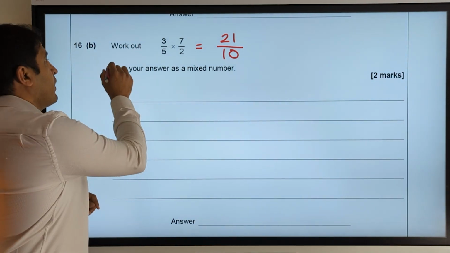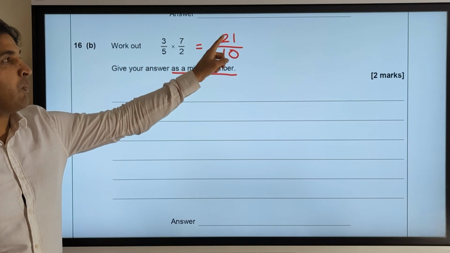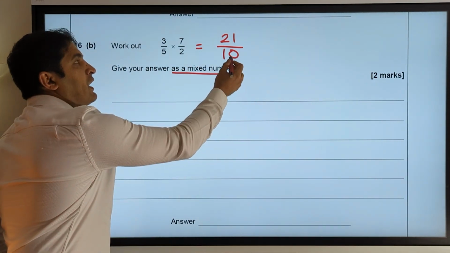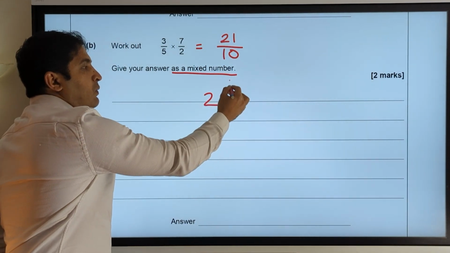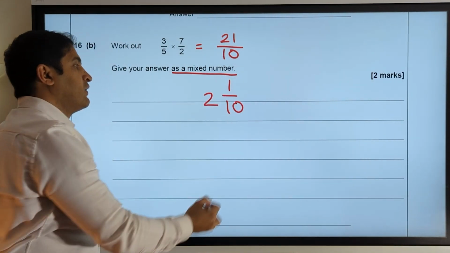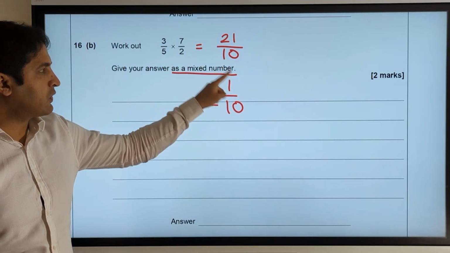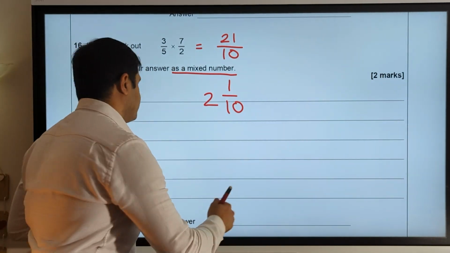But it says give your answer as a mixed number. So we have 21 10ths. 10 10ths will give you one whole one. So 10 goes into 21 2 times with 1 left over. So 2 will give you 20 10ths plus that 1 10th. So that's your answer. 1 mark for that, 1 mark for this one here.